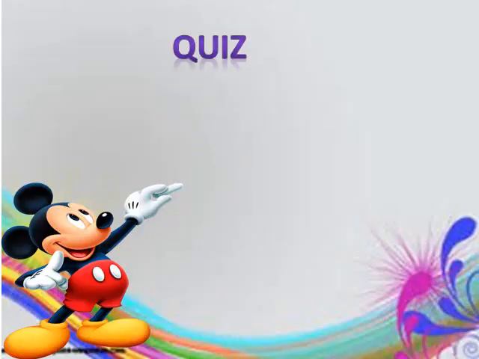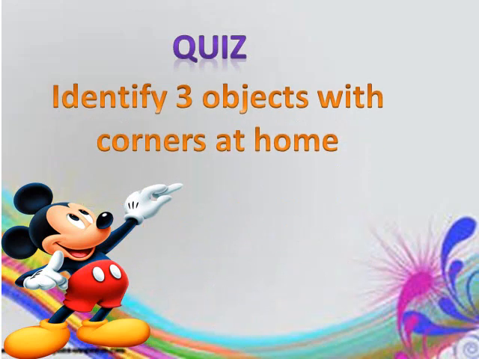All right, I have a quiz for you. Quickly do this before we proceed. Identify three objects with corners at home. I'll give you two examples. Then you try to find other objects that have corners, angles at home. Your chair, the corner of your television set, even the exercise book you're holding. And this laptop has corners. So you identify three other objects that have corners at home.